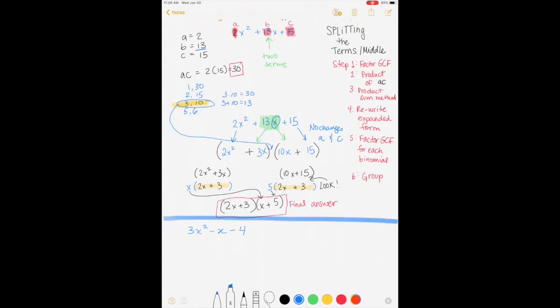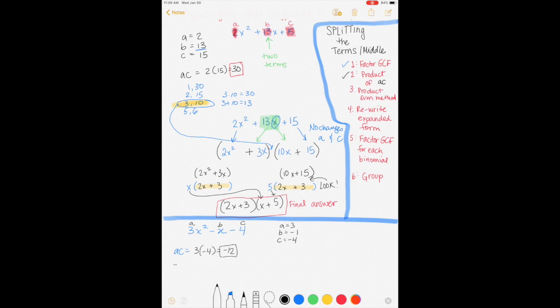Here we go, another problem: 3x squared minus x minus 4. I love this because it has negatives, so it's going to be a little bit harder. Step 1, factor the GCF. We don't have any, so I'm going to go ahead and label A, B, and C. Step 2, get the product of AC. I did it. It's negative 12. Now I'm going to look for factors that I can use in my product sum method. Found it. It's going to be a negative 4 and a positive 3.